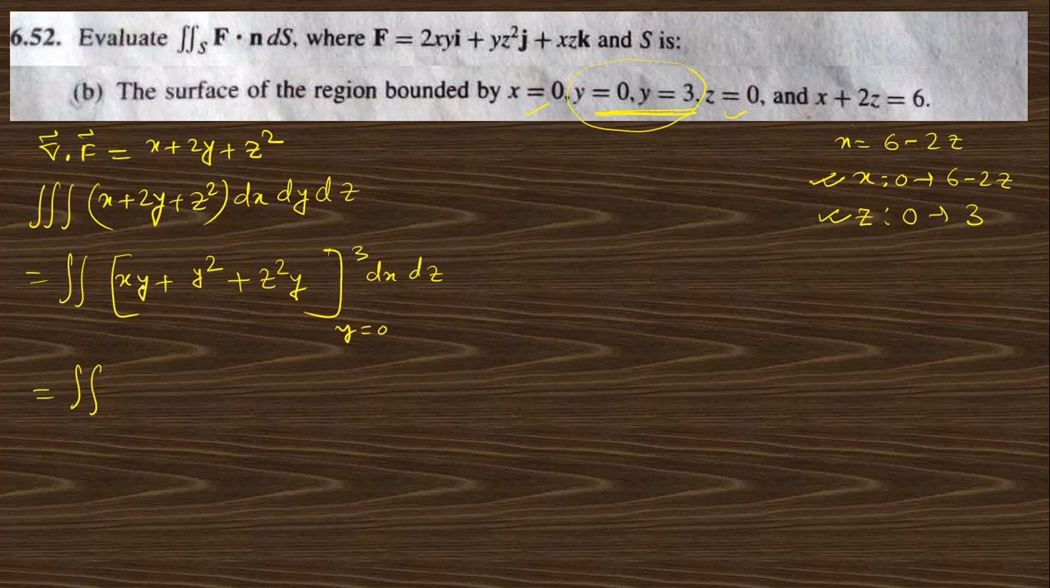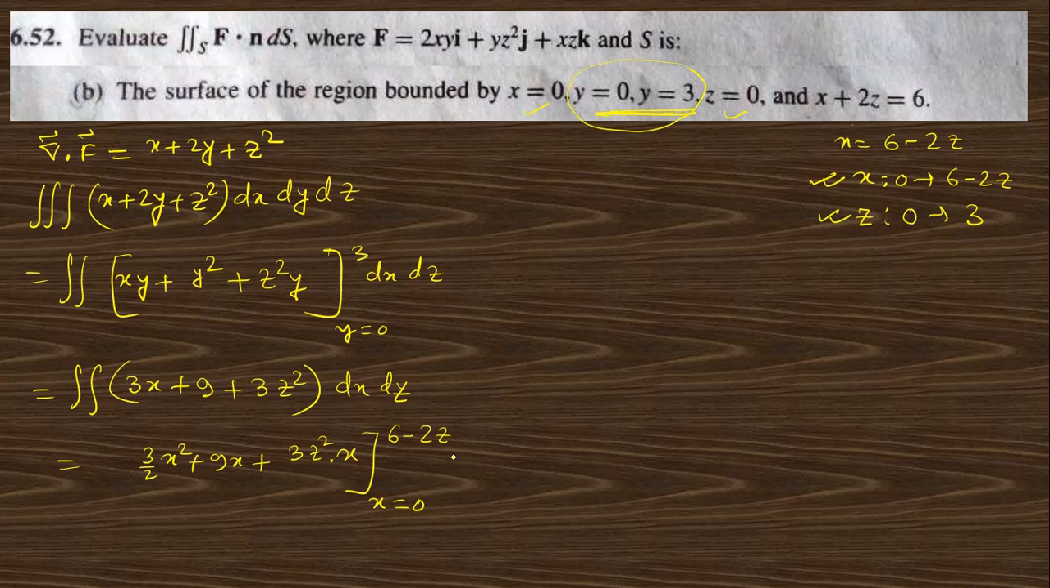So put y equals 3: this is 3x, y square is 9, and this is 3z square, dx dz. Next you need to integrate with respect to x. So this is 3 by 2 x square, plus 9x, plus 3z square into x, and x changes from 0 to 6 minus 2z, dz, right?